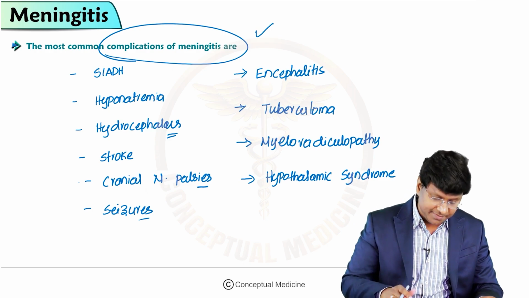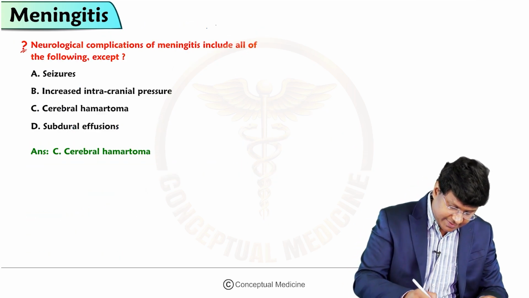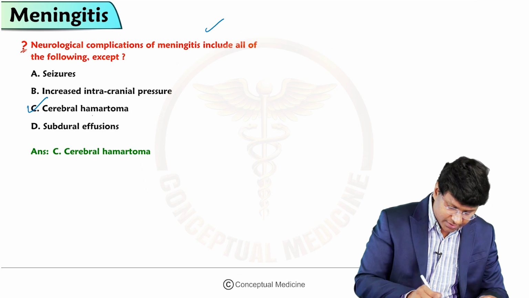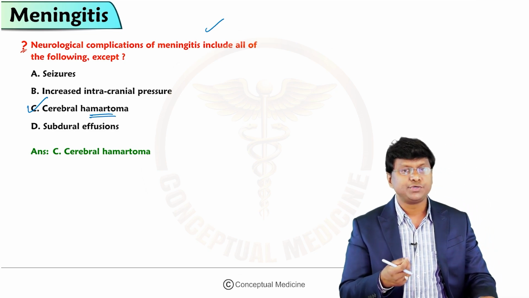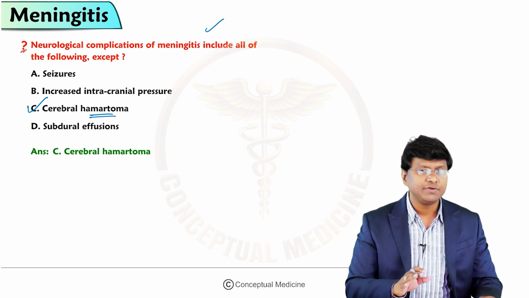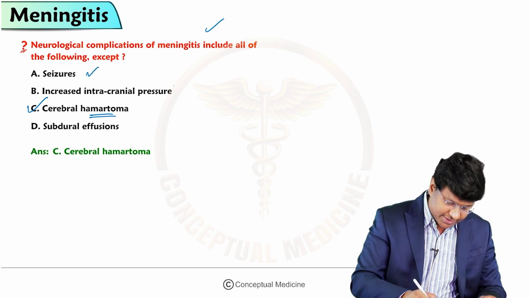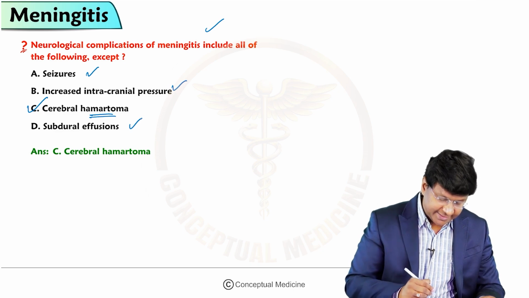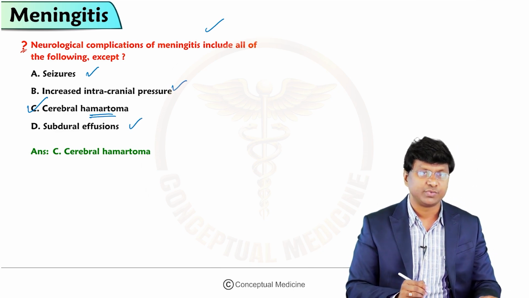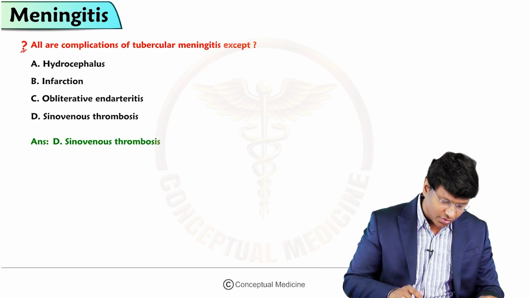And which is the complication that is not seen? Let me tell you, it is your cerebral hamartoma. What is cerebral hamartoma? It is a tumor within the brain that will not be seen in patients with meningitis, but there can be development of seizures, there can be raised intracranial pressure, and there can be subdural effusion as well. Now, another question on the complication.